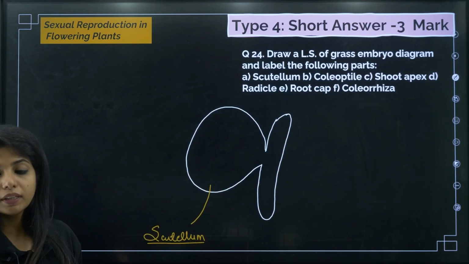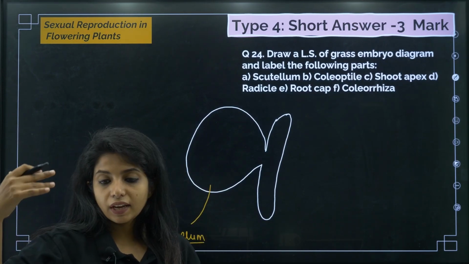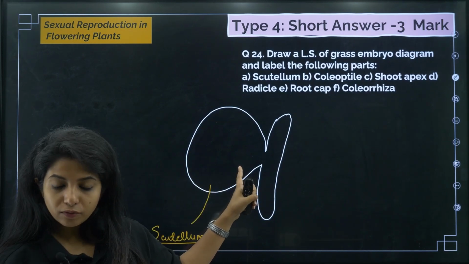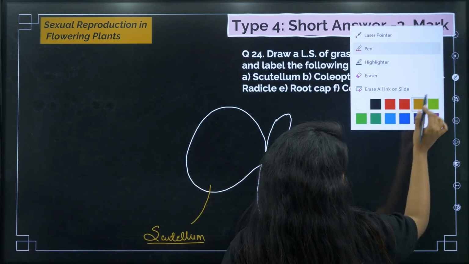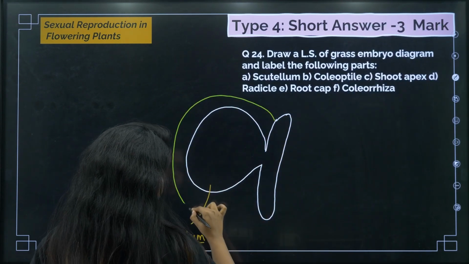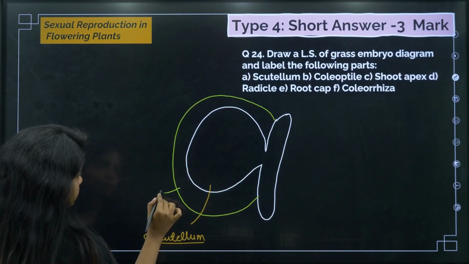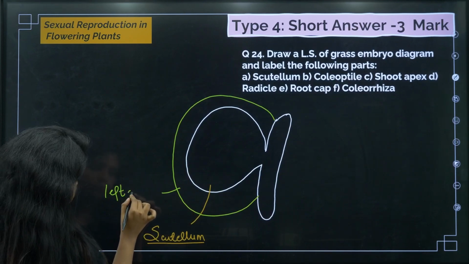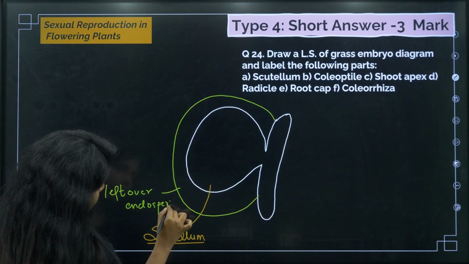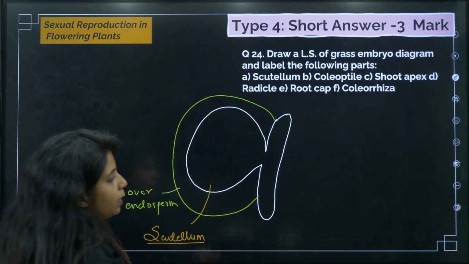I told you the endosperm is totally utilized in the case of dicot, which is why they have 2 cotyledons. In the case of monocots, they are making just one cotyledon, so they still have the endosperm left. So, this is the endosperm that is being left. Leftover endosperm.